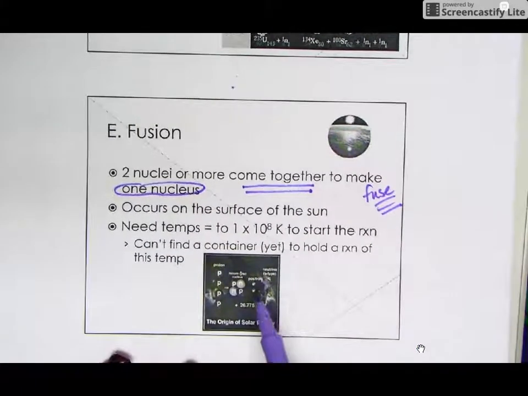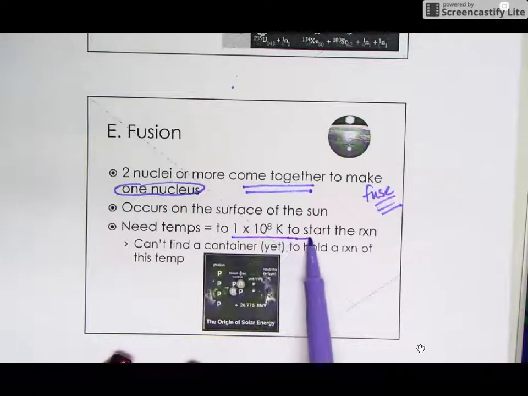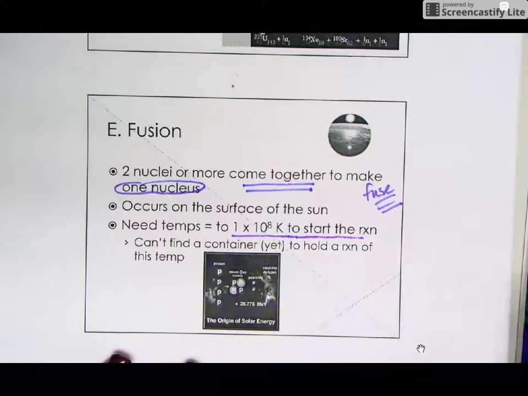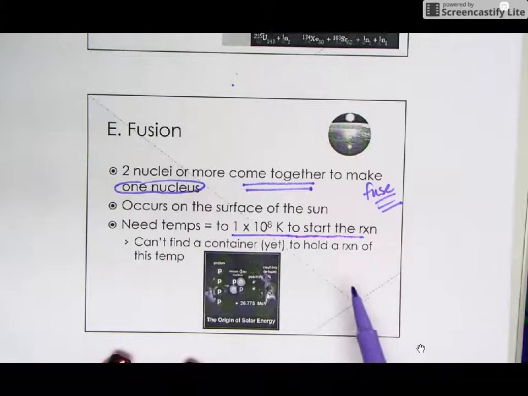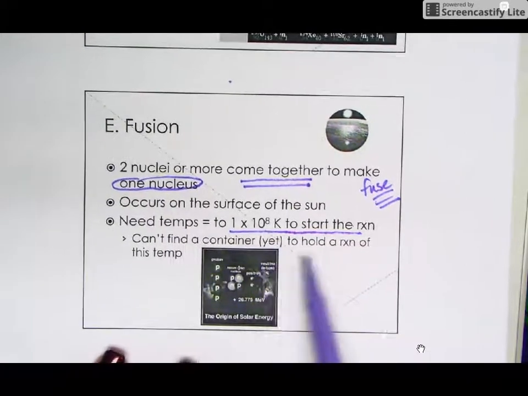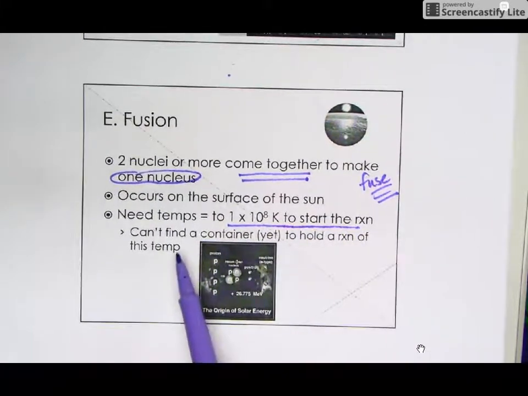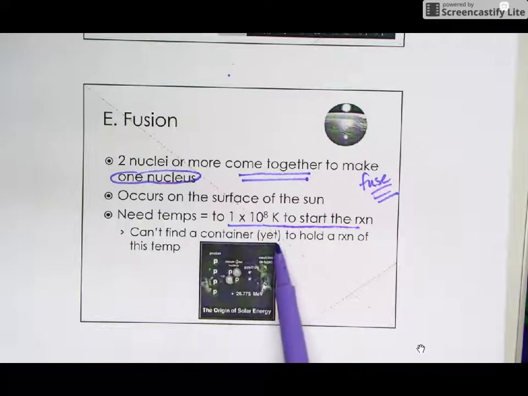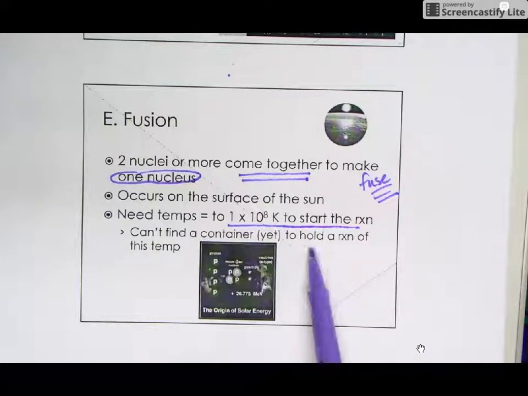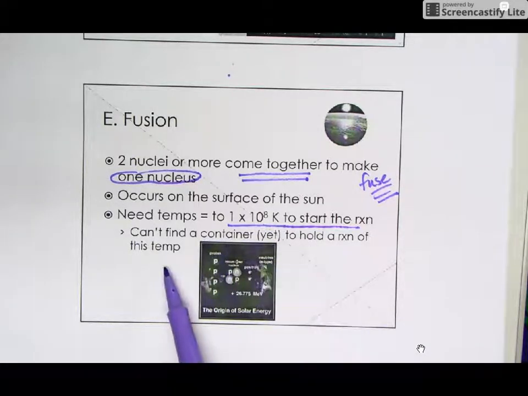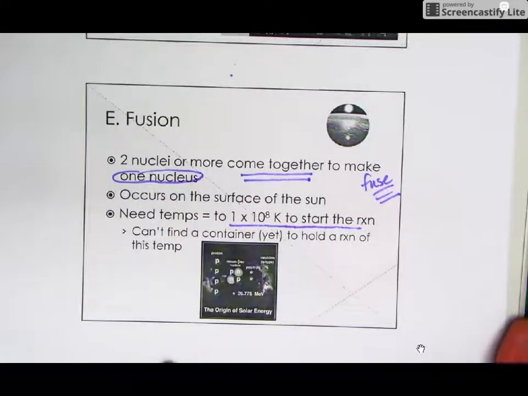So imagine how hot it is on the sun. You need temperatures equal to or greater than 1 times 10 to the 8th Kelvin just to initiate a fusion reaction. So we can't mimic a fusion reaction yet on Earth because we don't have a container as of yet that can actually hold or withstand a reaction at this particular temperature.